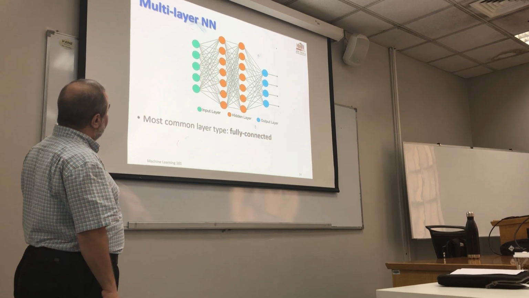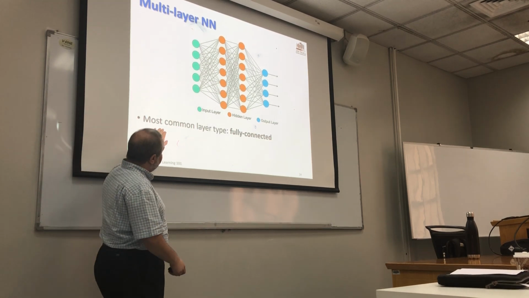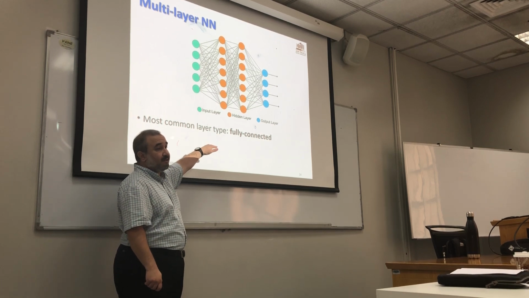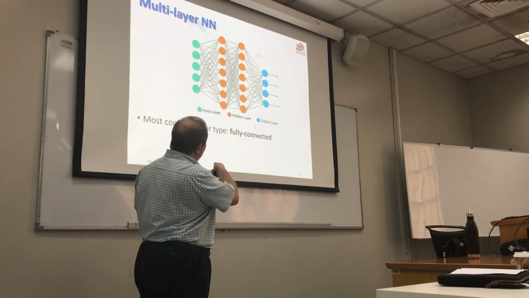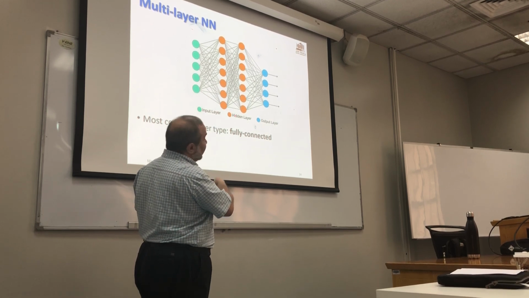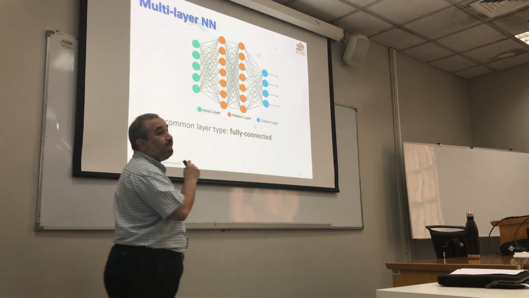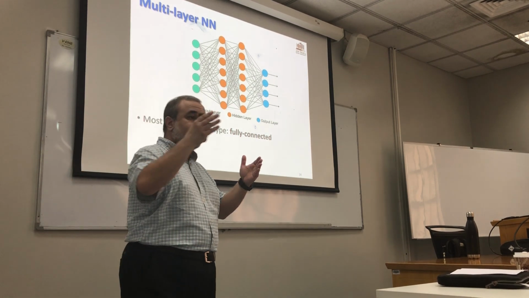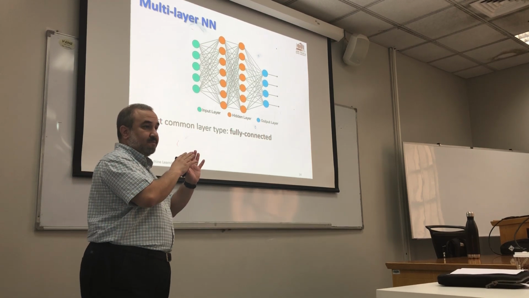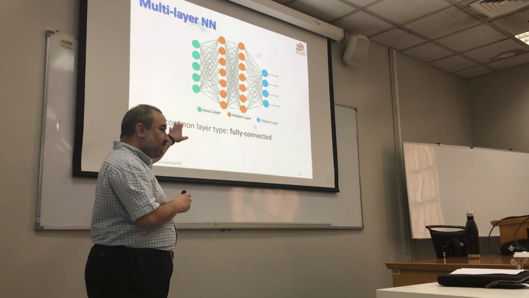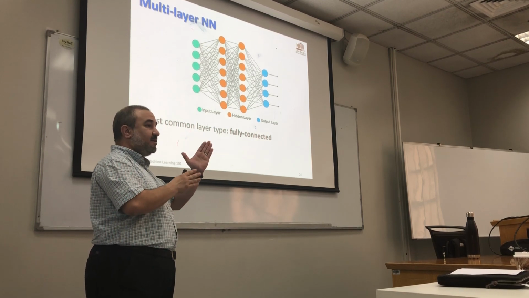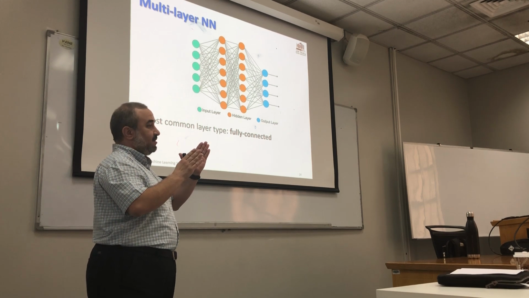Okay. So this is the most common layer type, by the way, that it is fully connected. What do you mean by fully connected? Each neuron in one layer is connected to every neuron in the next layer. This is called fully connected. If that happens in every layer, this is called a fully connected neural network. Sometimes you don't have to, by the way. It's not a must. But that's the most common type, that we connect every neuron in one layer to every neuron in the next layer.